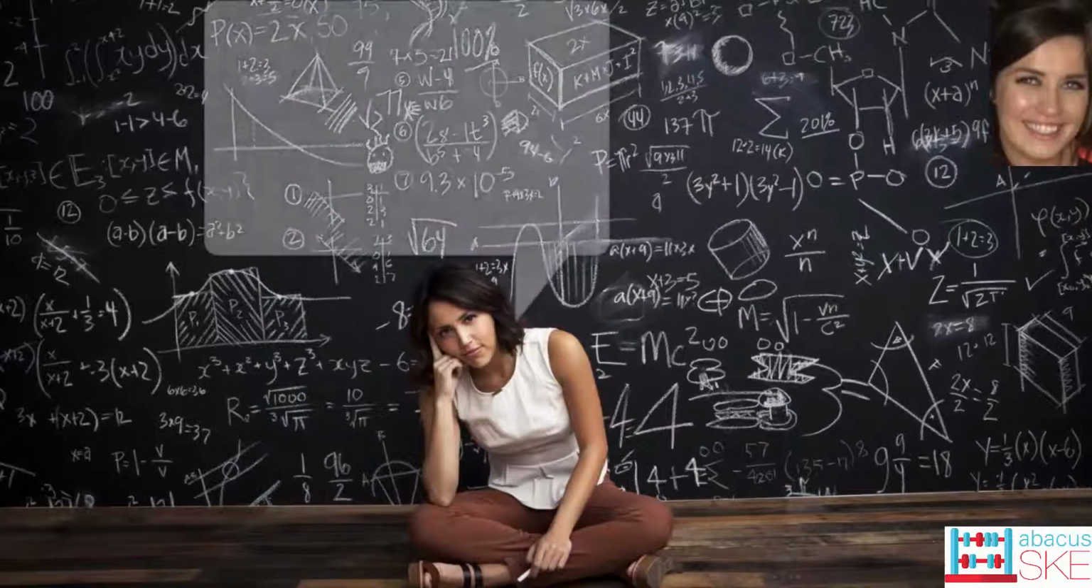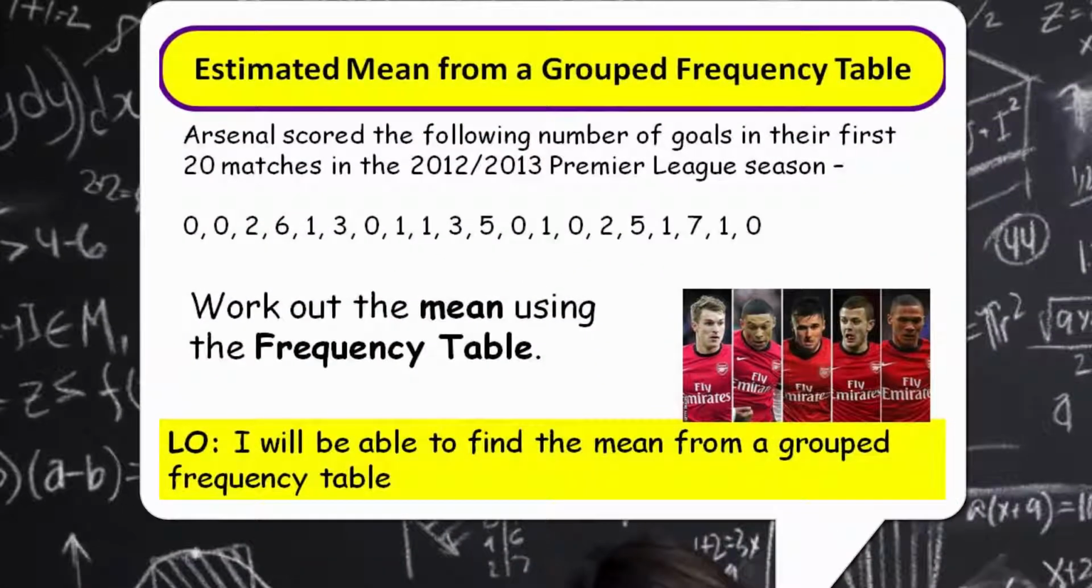If you were given a group of numbers, a long list of numbers, it can be quite tedious to work out the mean. You have to add them all up and then divide by the number that there is. Students can find this quite difficult because there's a lot of numbers and it's very easy for them to miss out on one. A way to get past this is to group it together and put it into a grouped frequency table.